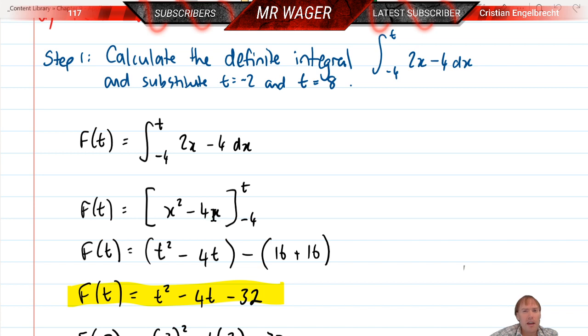Notice we didn't have to worry about a constant here, because if we had a plus c in our antiderivative, it would be in this section of the brackets and in this section of the brackets, and the c's will cancel each other out.